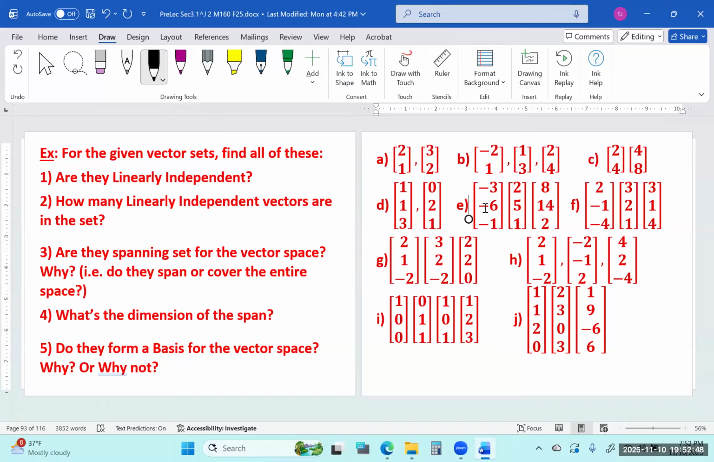Now 2 independent vectors in R3. Do they span the entire space? We need X, Y, Z. We have only X and Y. The Z vector is missing. We answered all 4, right? All 5. Wait, what was 3 for me?